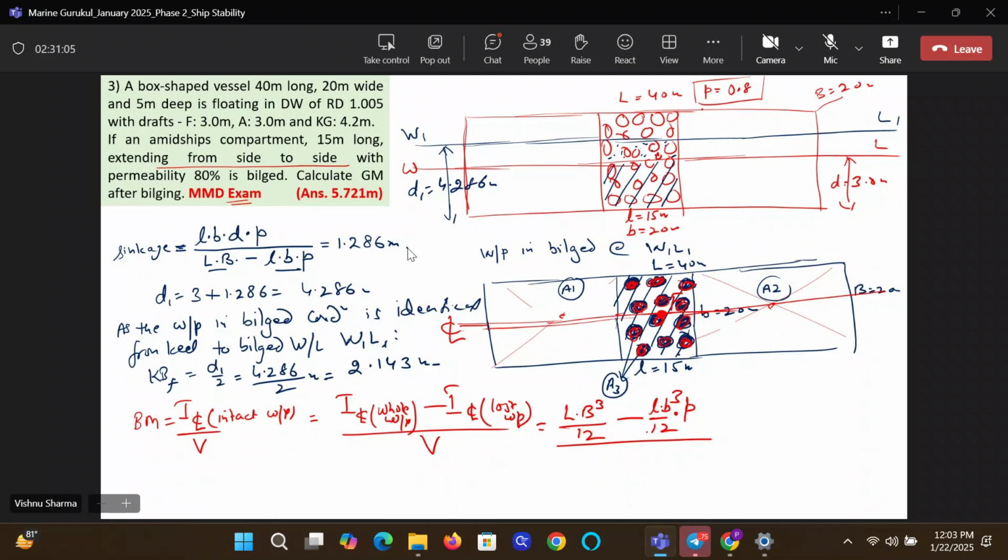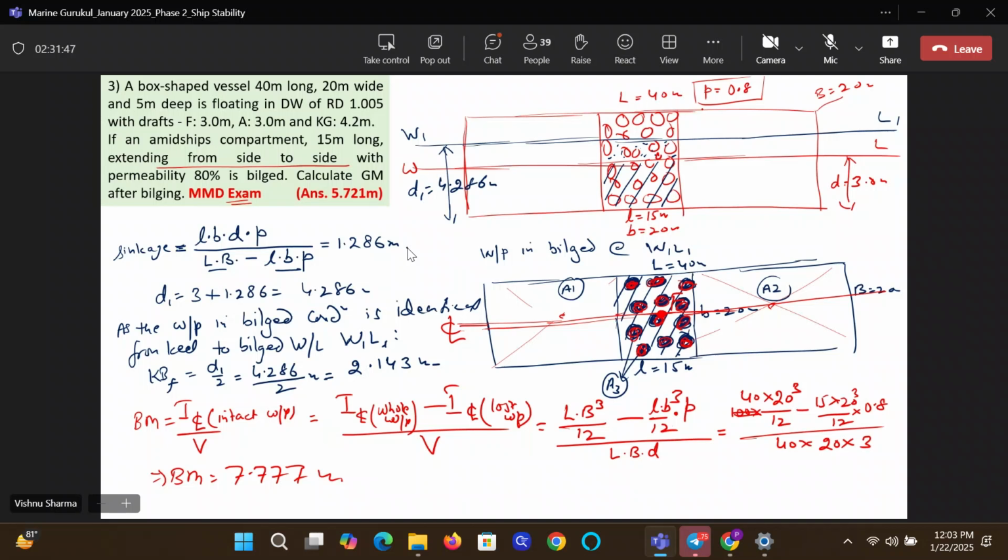What is the volume of displacement in the lost buoyancy method, guys? Capital L into capital B into D. And now it's only a matter of putting the values and getting the answers. Not 140, sorry. It's 40 into 20 cube by 12 minus 15 into 20 cube by 12 into 0.8 upon 40 into 20 into 3. And how much is the BM you get, beta? 7.777, sir. 777 or 888 or 778, whatever it is, ठीक है, देख लेना.